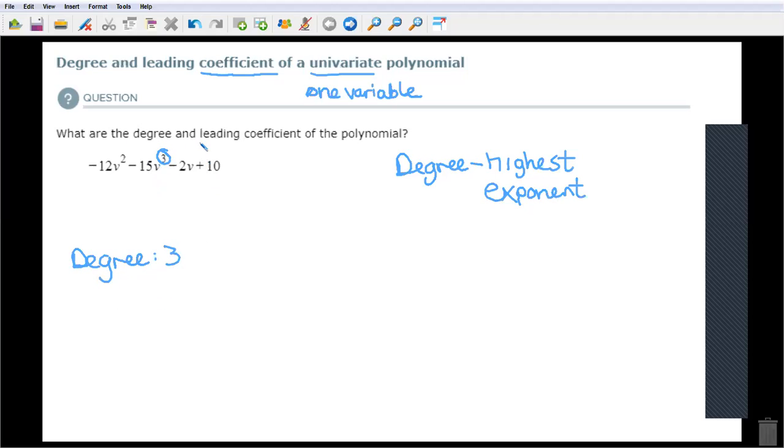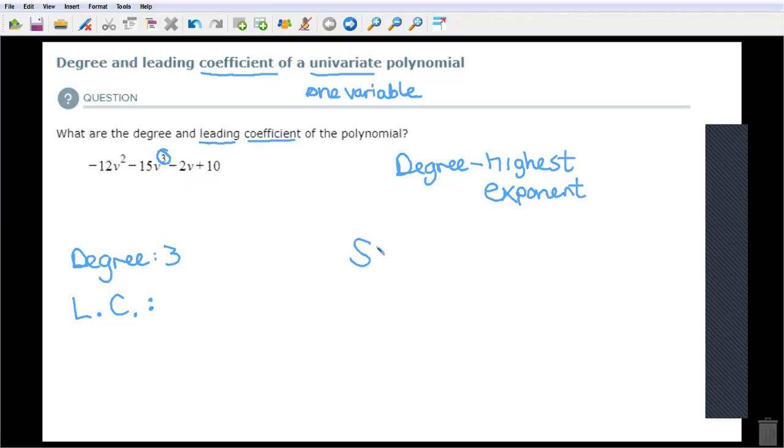The second part of this is leading coefficient. Now that sometimes gets confusing for people because they think that the leading coefficient is automatically going to be whichever coefficient is the highest number. So if you look at your coefficients here, you've got -12, -15, -2, and 10. 10 is the highest number out of those four, but it's not going to be the leading coefficient. I want to explain to you why.